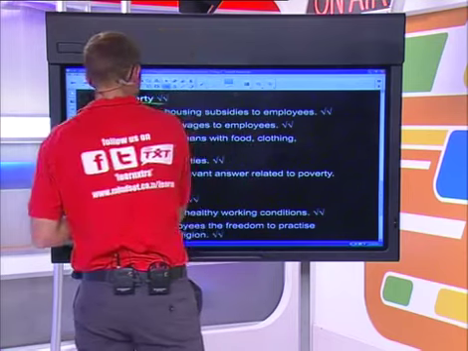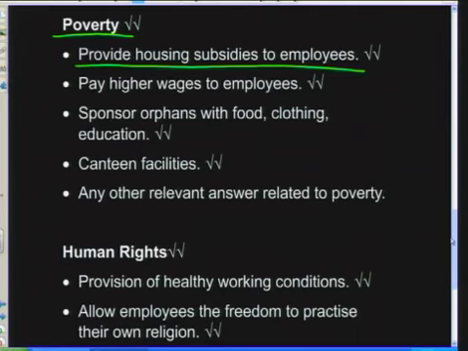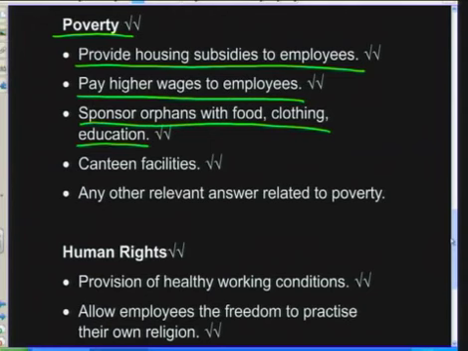Right, so we could provide housing subsidies to employees, pay higher wages to employees, sponsor orphans with food, clothing, and education. Now that's a big one there. I've got a friend that I was at school with, and he runs an orphanage, and they get a lot of international donors to sponsor them money for school fees and clothes and food, so that they can give these children an opportunity to break out of their poverty cycle and to make something of their lives.